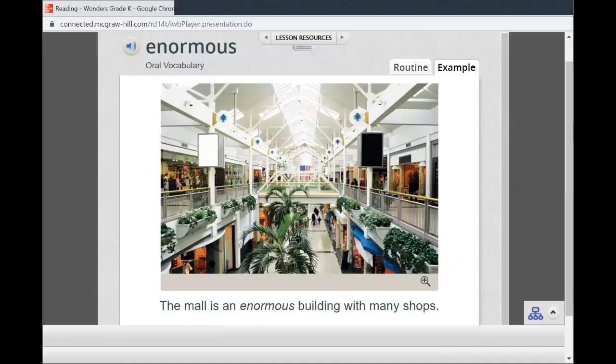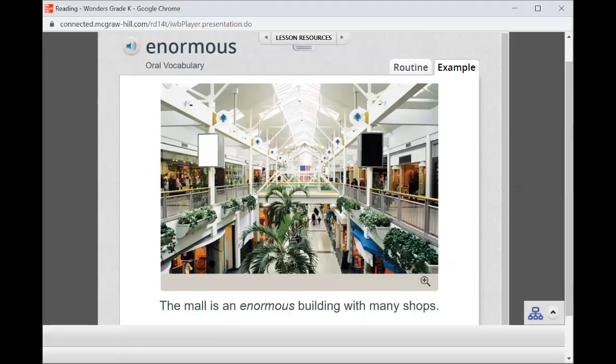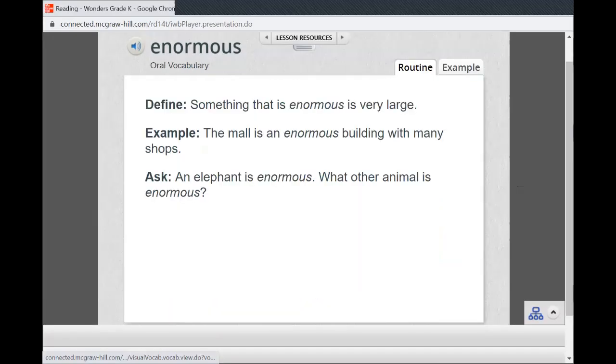Let's go over some vocabulary words. The first word is enormous. Can you repeat that? Enormous. The mall is an enormous building with many shops. Something that is enormous is very large.